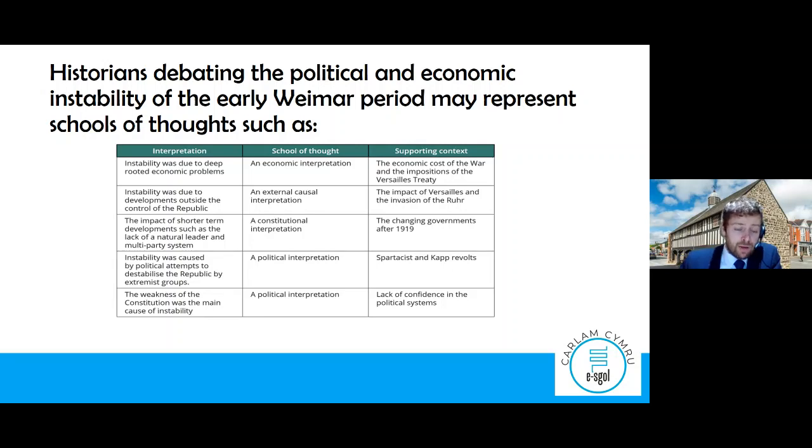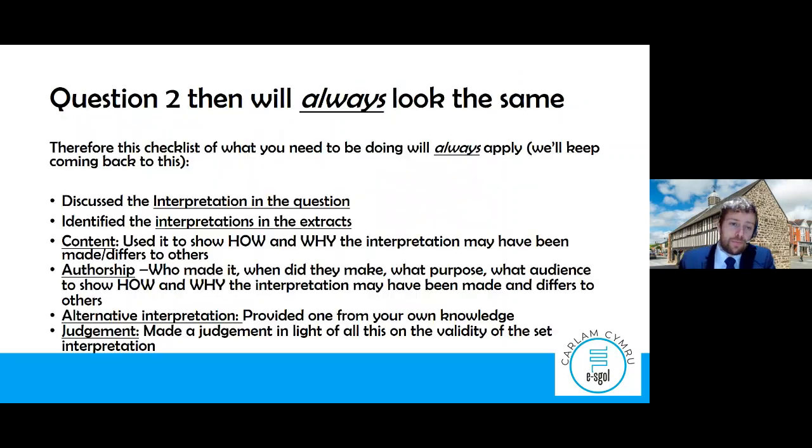So dropping down another one, right? So another interpretation on the same period, instability in the early Weimar Republic, might be that instability was caused by political attempts to destabilize the Republic by extremist groups. This is a political interpretation. It's focusing on the politics in particular. And they might use the Spartacist revolts as evidence to justify that interpretation. So you can see kind of that the same event will have different interpretations.